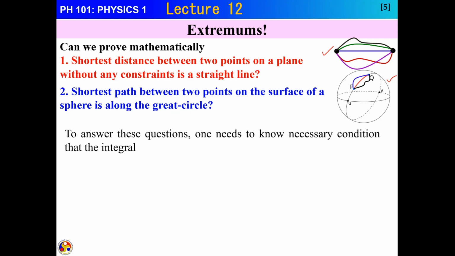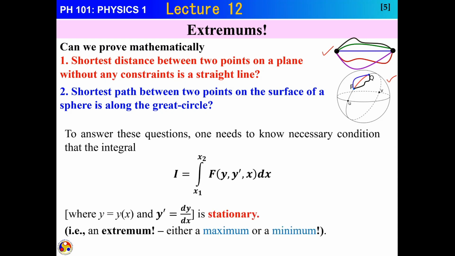Now to answer these questions, you need a necessary condition: that the integral I, from x1 to x2 of the function f, which has the variables y, y prime, x, and dx, is stationary. The definition, when we say extremum, it can be either a maximum or a minimum. Now how do we find this extremum of a function?